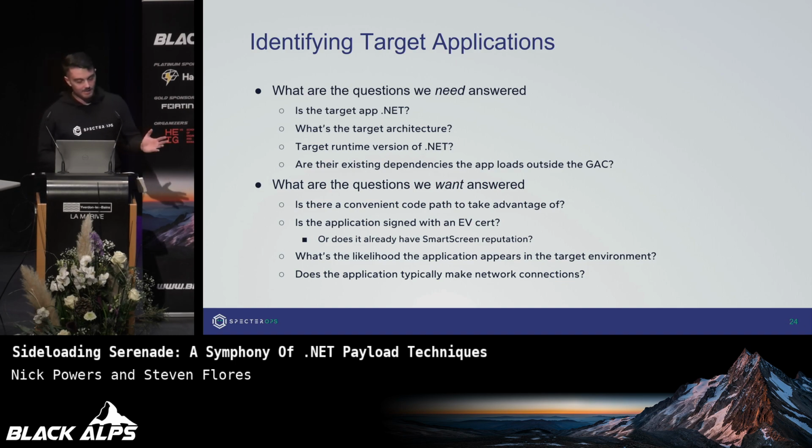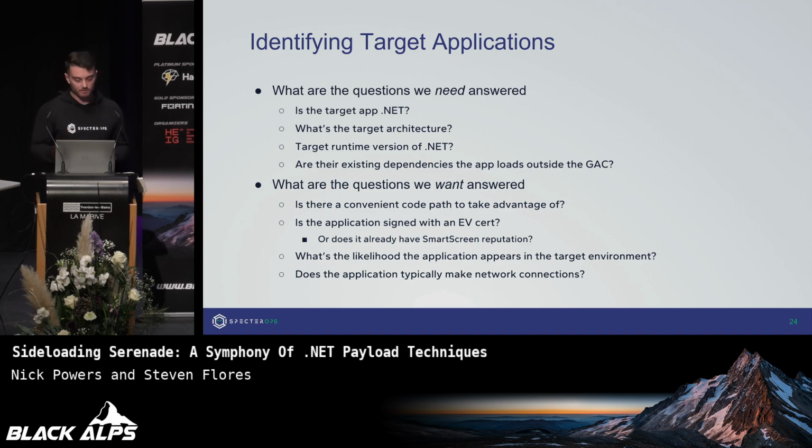We just talked about that. What is the target architecture of the application? This will be relevant to how you're going to, like, what shellcode are you injecting? How are you injecting it? A lot of post-exploitation decisions that you'll have to make. What is the version of the .NET framework that's being targeted by the application? This can be relevant in terms of backwards compatibility, as well as are any of the existing dependencies loaded from outside the GAC? And again, we'll talk about the GAC in a second.